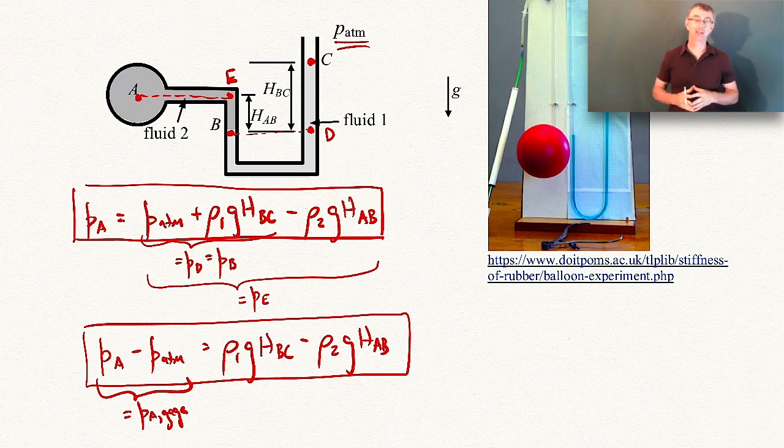This is why we have the concept of gauge pressures, because devices like manometers are measuring pressures relative to the atmosphere. It's very common. So that's why we use gauge pressures.